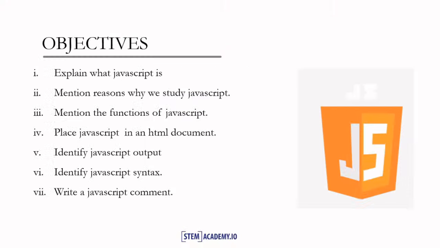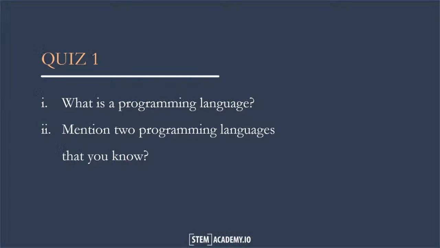At the end of this lesson, the pupil should be able to: 1. Explain what JavaScript is. 2. Mention reasons why we study JavaScript. 3. Mention the functions of JavaScript. 4. Place JavaScript in an HTML document. 5. Identify JavaScript output. 6. Identify JavaScript syntax. 7. Write a JavaScript comment.